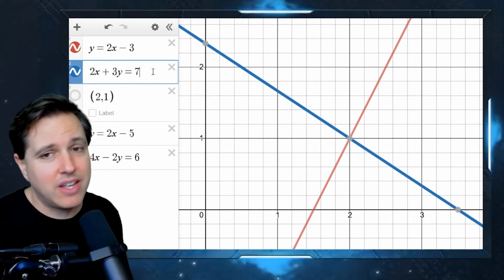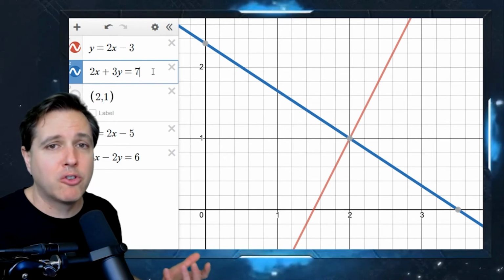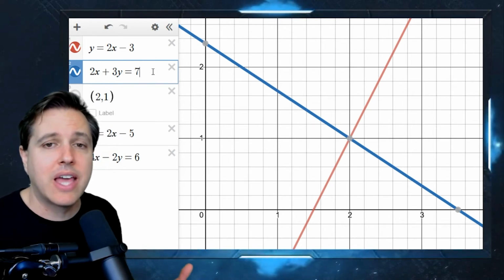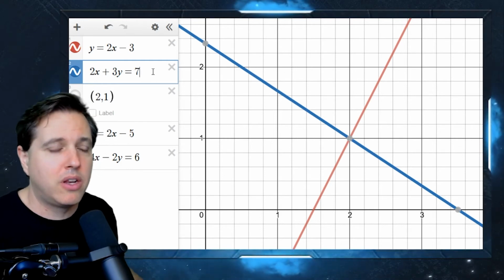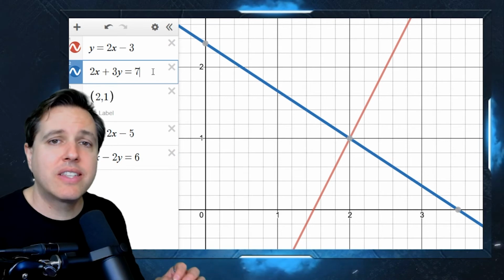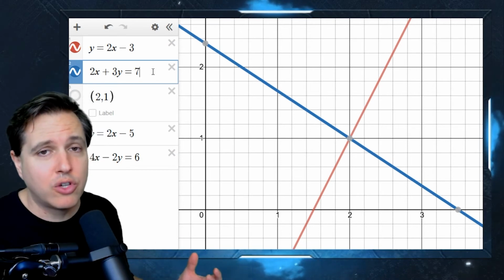Most of the time, that's not going to happen. Most of the time, your solution is going to either have fractions or decimals or something like that, which makes graphing it a little bit harder to do. Okay. Now, let's point out a couple things that happen with other types of solutions that can come up.